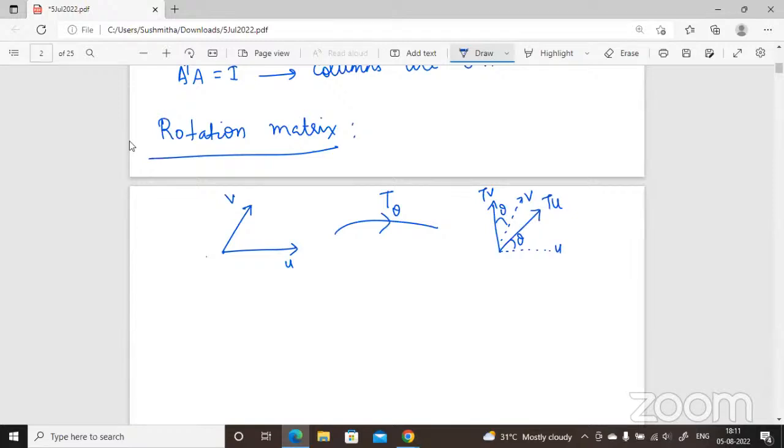Does the length change in this case? Neither the length nor the angle between vectors changes. Because the angle between the vectors doesn't change, it is an orthogonal transformation. If you take the inner product of Tu with Tv, that's going to be equal to the inner product of u with v, because you're just rotating this setup by an angle of theta. So the inner products remain the same, and hence the rotation transformation is orthogonal.